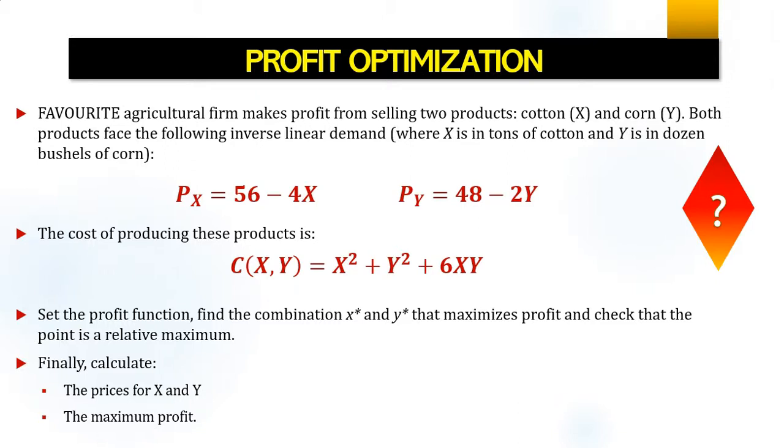In this example, we have the favorite agricultural firm which makes profit from selling two products, cotton and corn. Both products face these inverse linear demands, where X is in tons of cotton and Y is in dozen bushels of corn. We also have the cost of production.